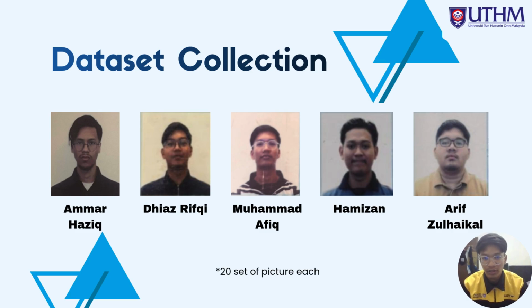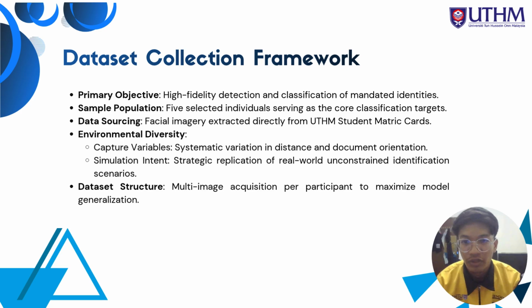For our assignment 2, we will use 5 dataset collections and 20 pictures for each of them. For the dataset collection framework, the objective is designed for high fidelity identification targeting 5 selected individuals. For the source, initial facial imagery was extracted directly from the matric card. Then environmental variation in distance and document orientation was introduced to replicate real-world unconstrained identification scenarios. For the structure, we use multi-image acquisition per participant to maximize model generalization and prevent overfitting.